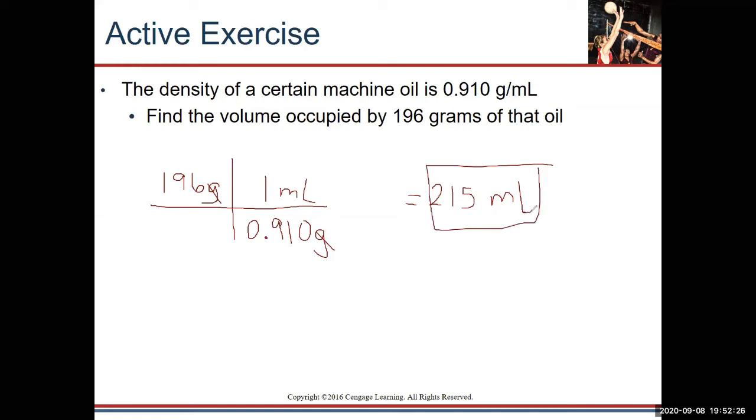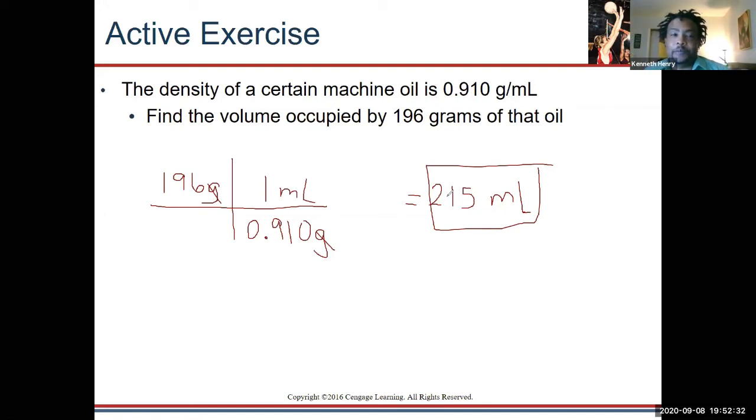Piece of cake? Yeah, no, maybe? Yes. Yeah.